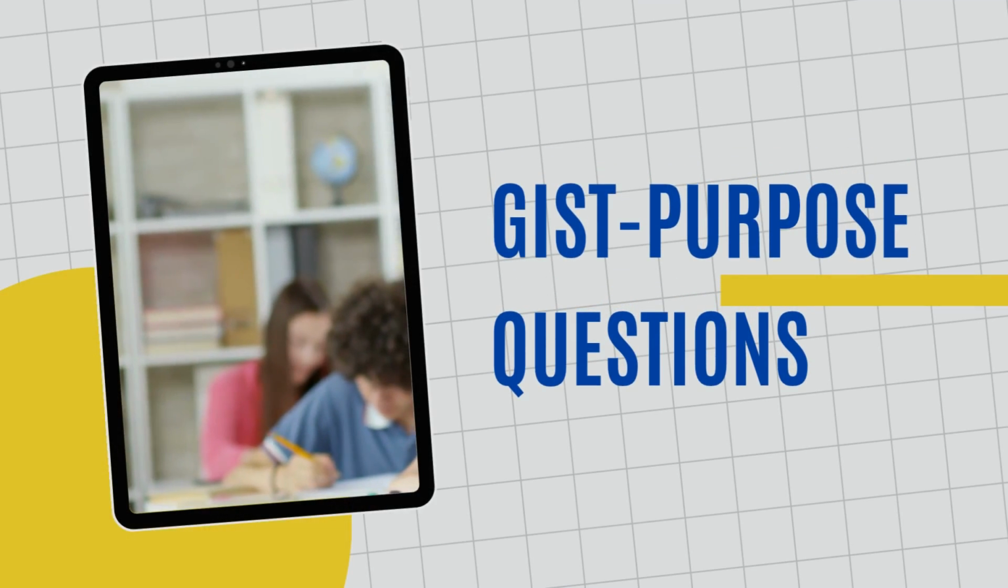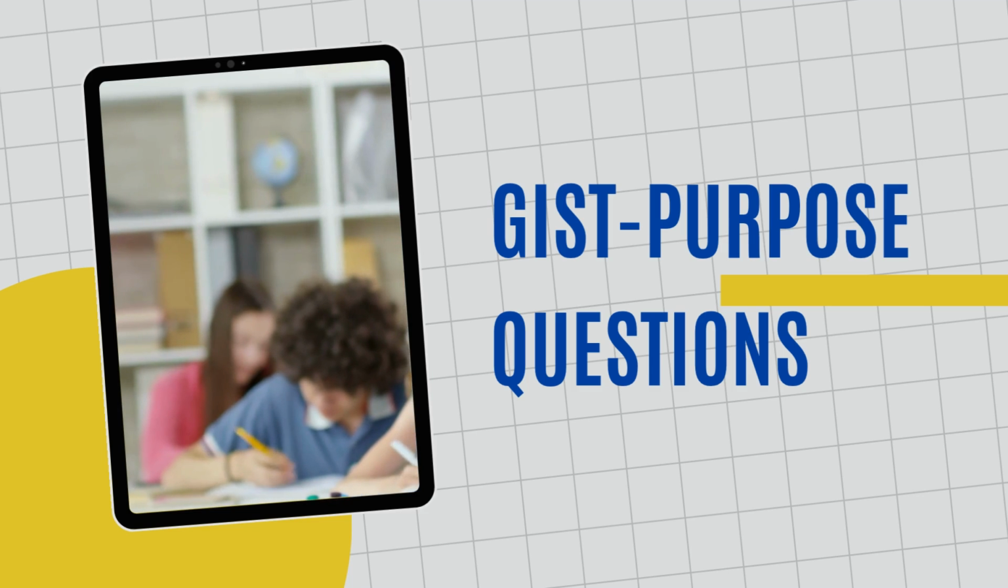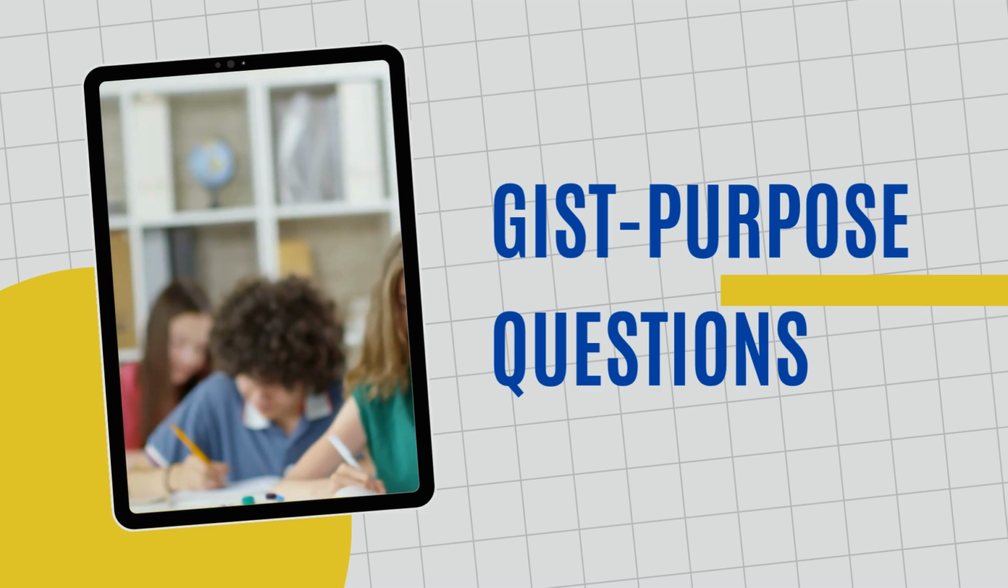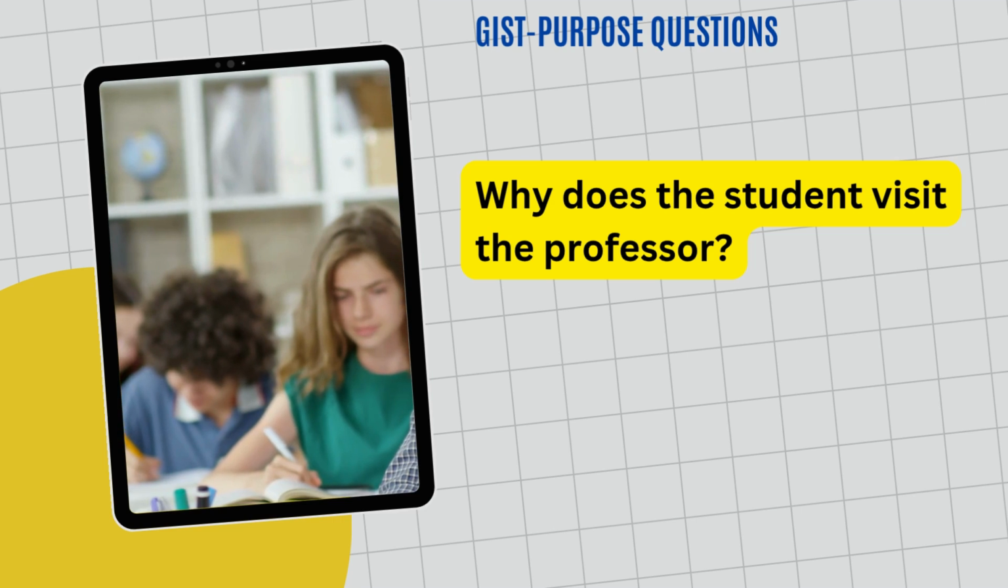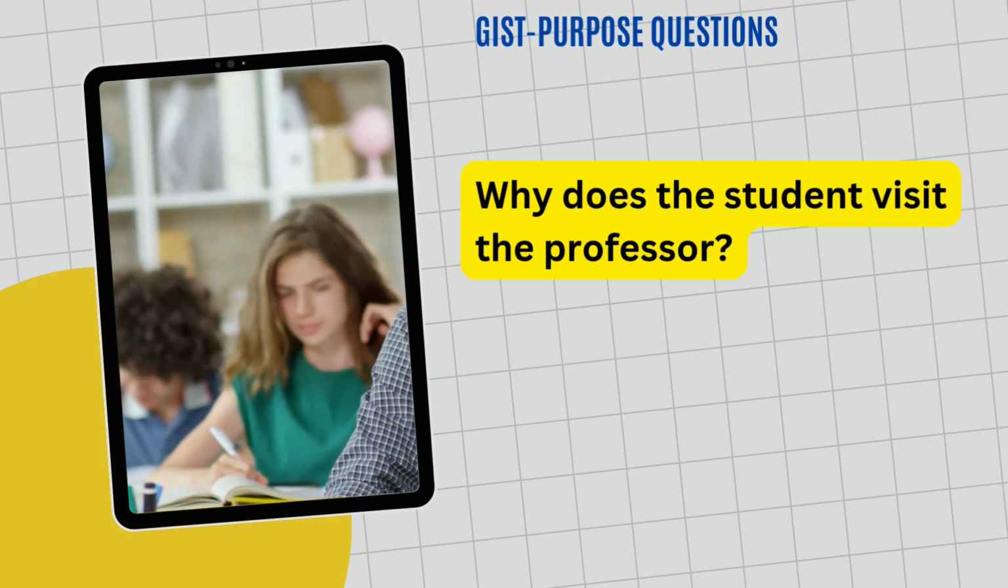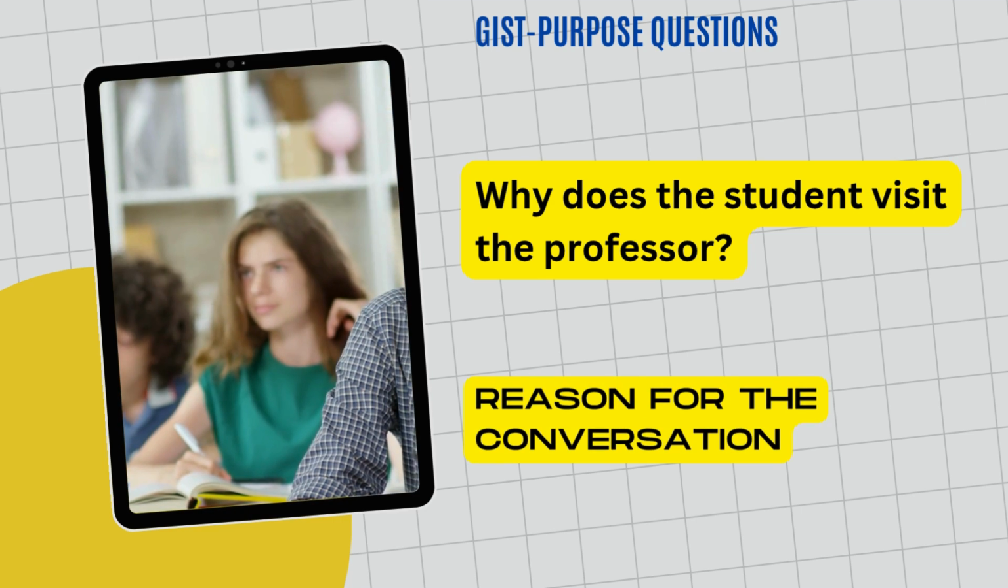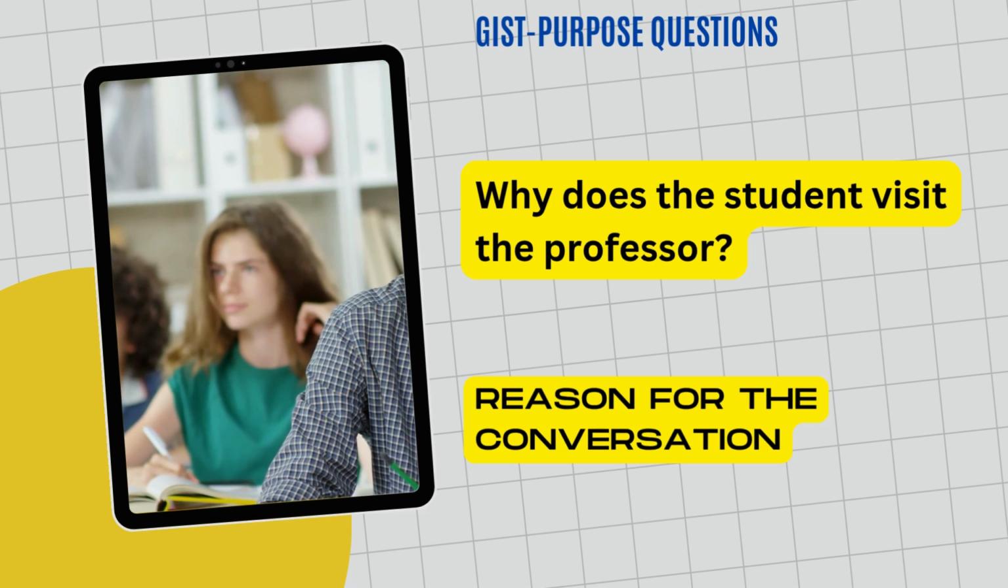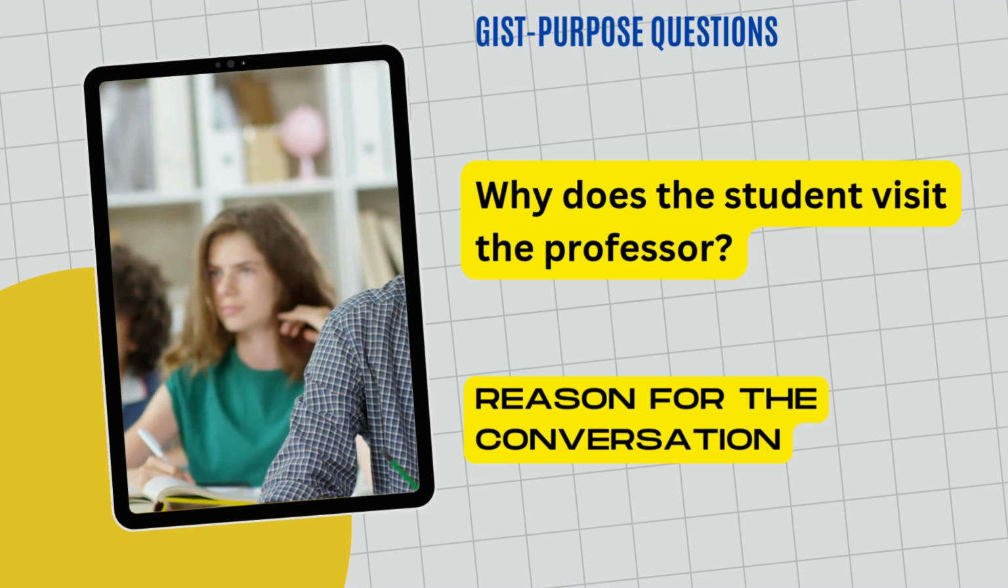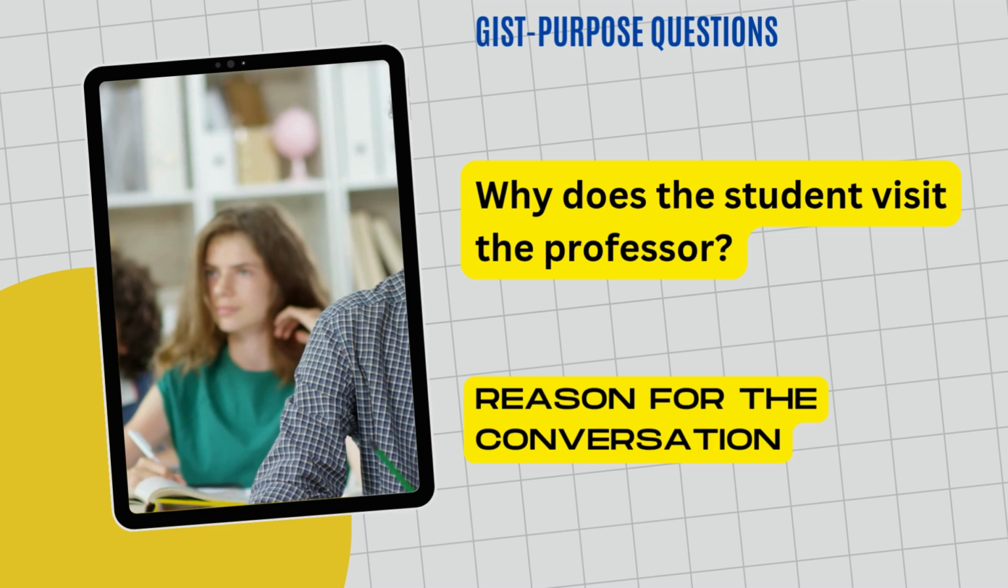Gist purpose questions. An example for this type of question might be, why does the student visit the professor? What this question asks you to do is figure out the reason for the conversation. You need to think about the purpose behind the interaction. Why is the student speaking with the professor?